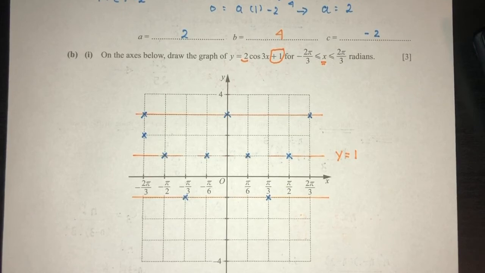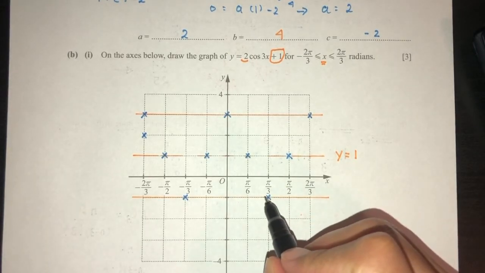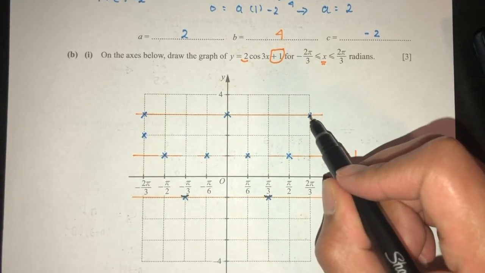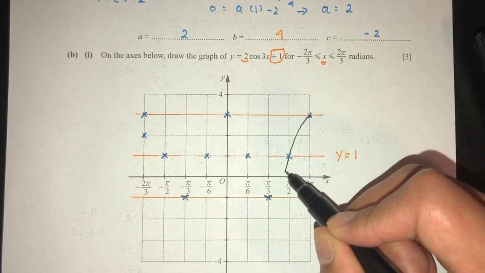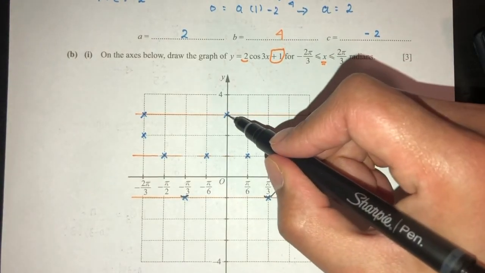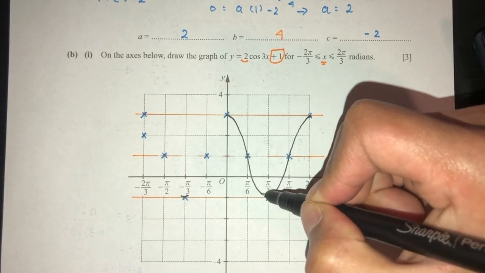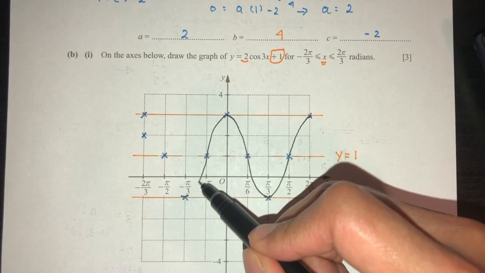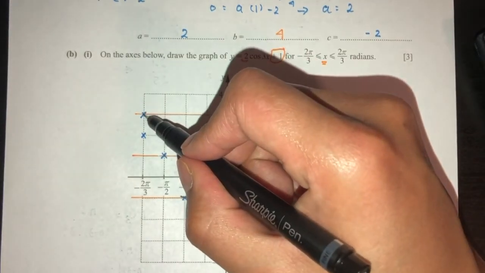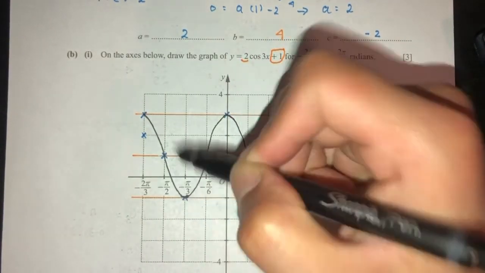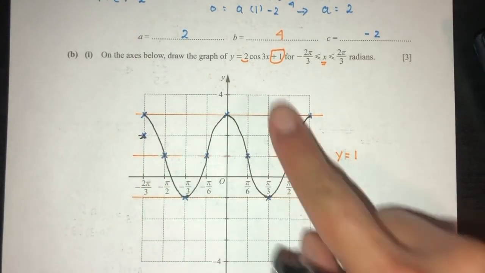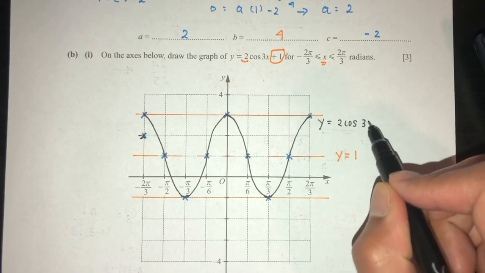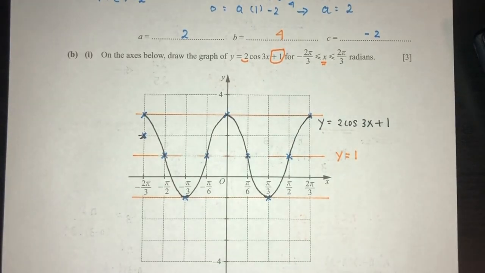Now we can join them together to form the shape of the curve. Try your best to connect them together by making a smooth curve. So this will be the shape of your curve, and then finally label the curve 2 cos 3x plus 1. And this will be your answer for part B.